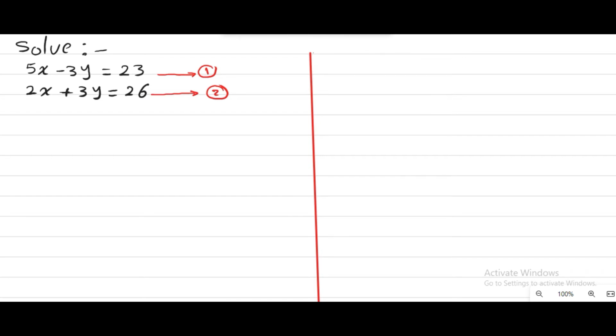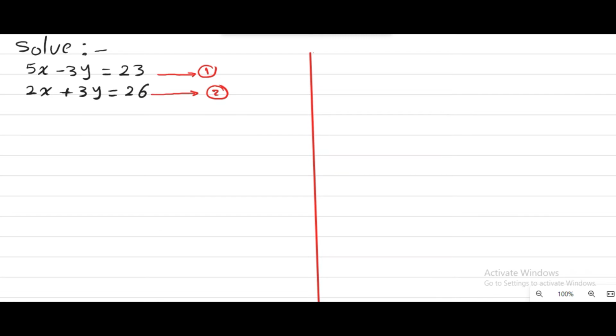Here we'll solve the two equations simultaneously using the elimination method. The main idea of the elimination method is getting one variable with the same coefficient and different signs. So here the two equations firstly should be written in the same form and the same order: x with x, y with y, number with number, in this form. Here variables in the left hand side and the number in the right hand side, and x above x, y above y, and number with number.